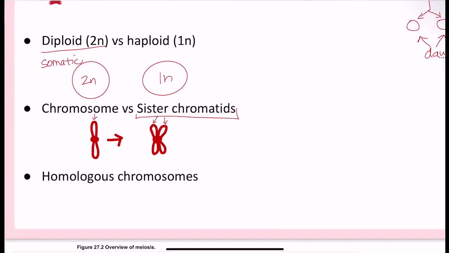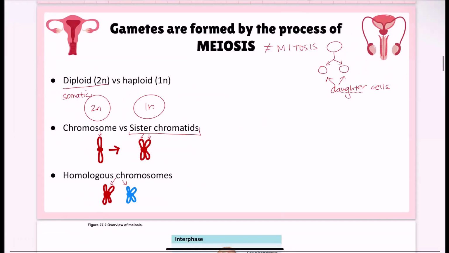But remember, we have two copies of our chromosome. We have one from mom, one from dad. And our copy from mom and our copy from dad are called homologous chromosomes. What this looks like is if my copy from mom is red, then I have my duplicated chromosome there with my sister chromatids. And if my copy from dad was blue, then I'd have one like this. But these are both the same chromosome. So both of these are homologous chromosomes. They're the same chromosome, but one from mom, one from dad. So those are just some vocabulary words to get good at.